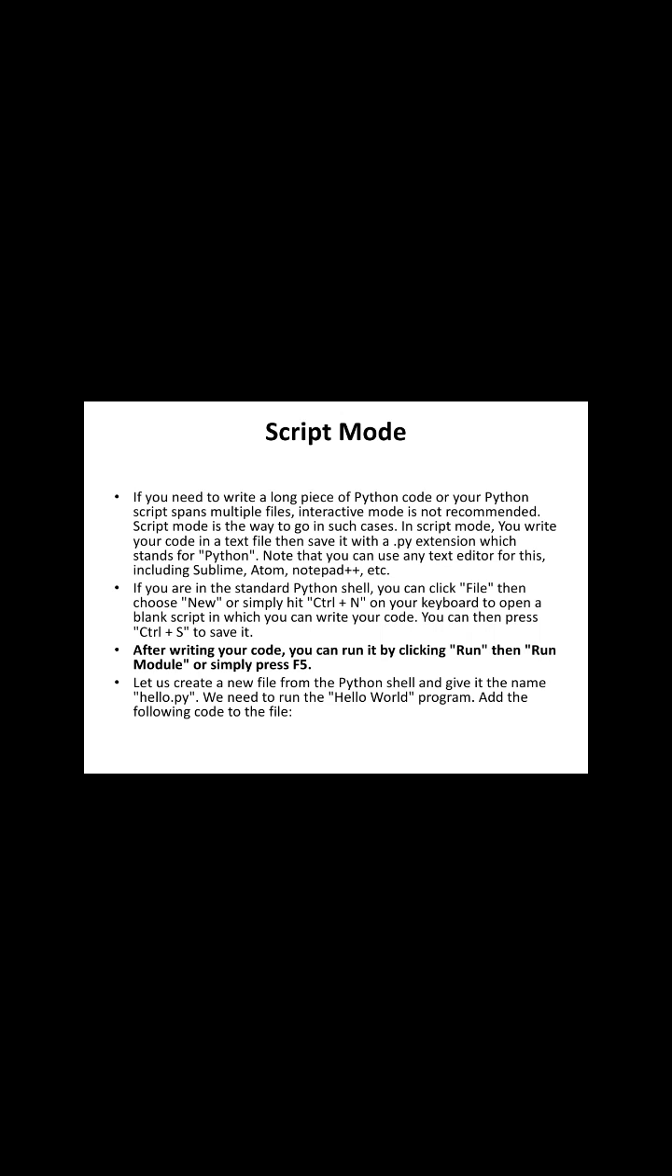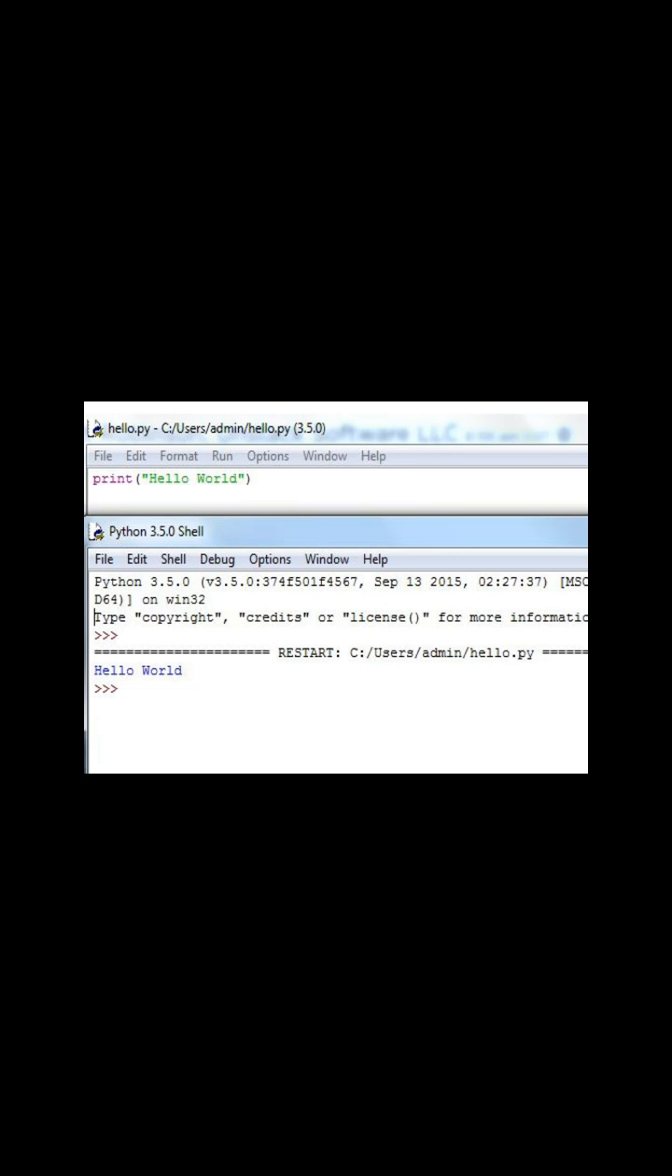Now, let's create a file from the Python shell and give it the name hello.py. This hello is the primary name, and .py denotes that it is program code written as a Python script. We need to run this program. See here, this is the script mode. I have written one statement, print hello world, and then I run it. While I am running this program, I'll get this output, hello world.